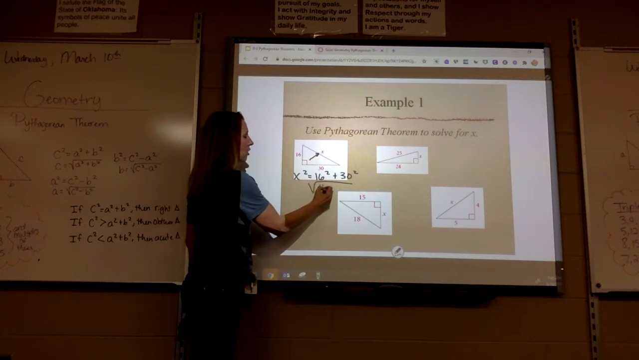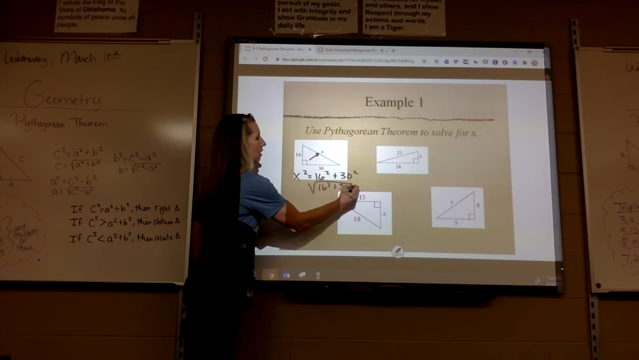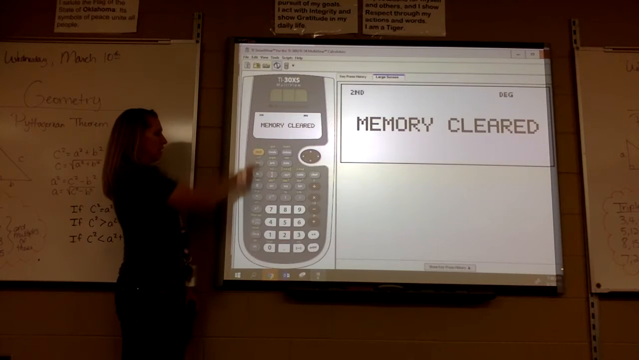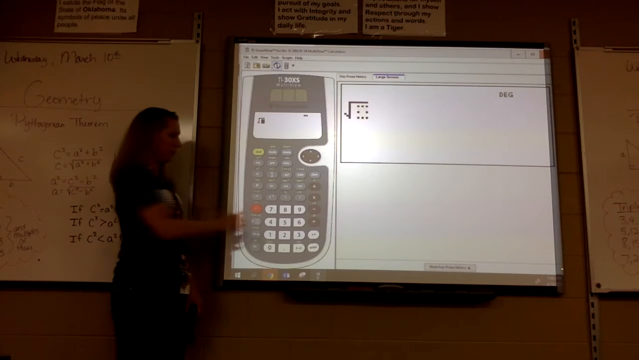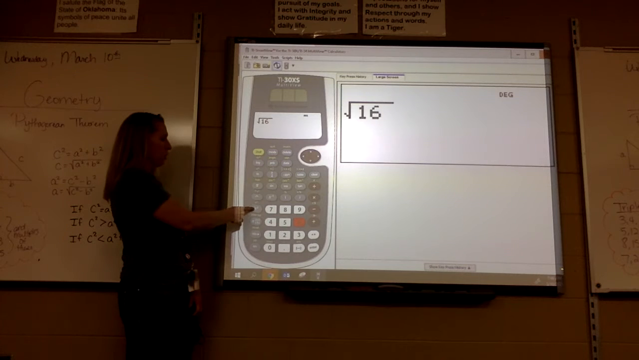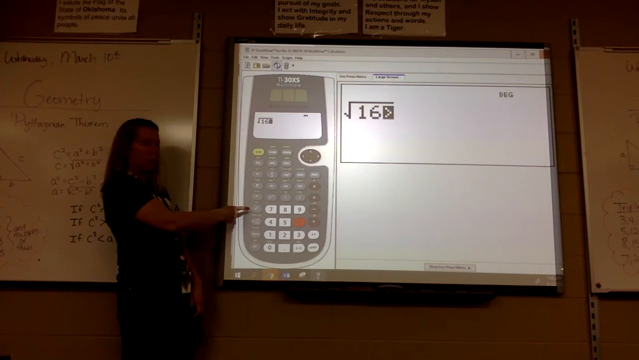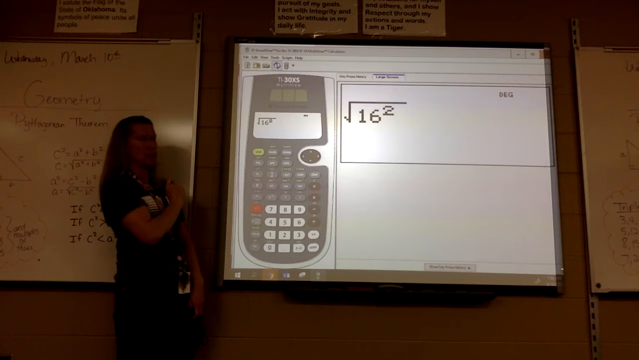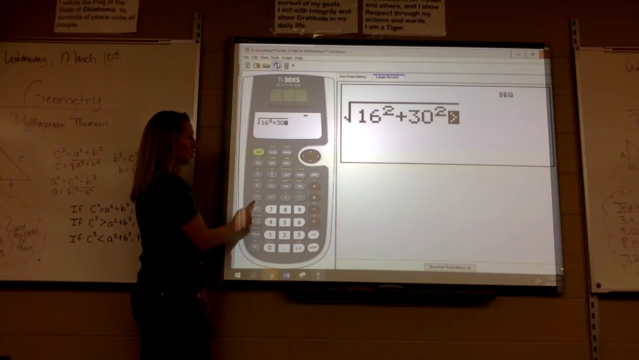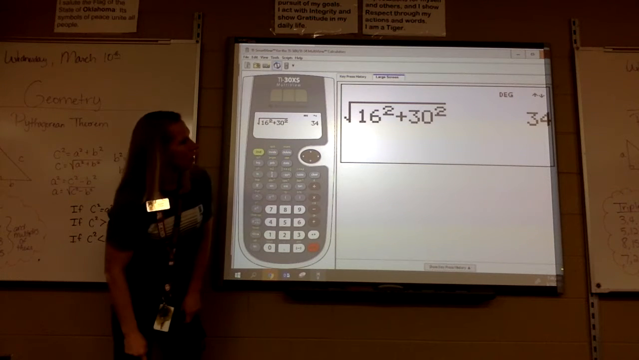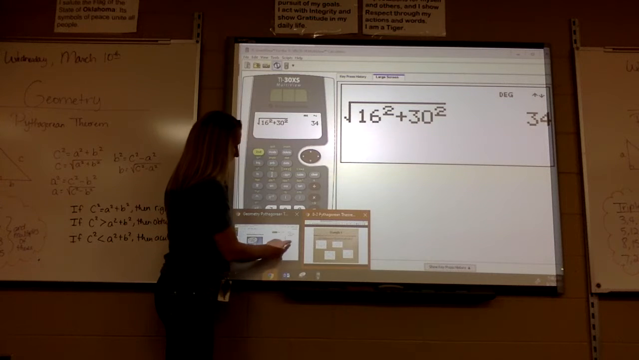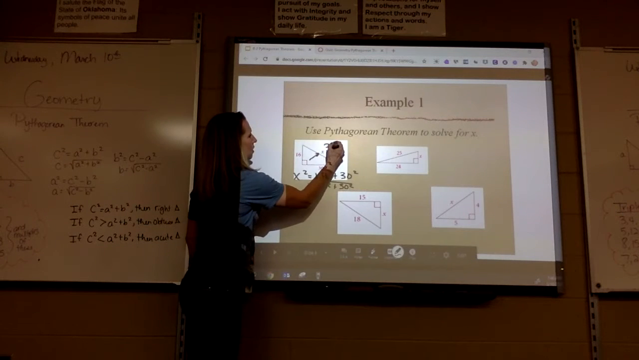Okay? So in your calculator, you can just do the square root. You guys know how to do that? Second x squared. What were the numbers? 16 and 30? Yeah. 16 squared. Do you know how to get the little 2 there? Just hit that x squared button. 16 squared plus 30 squared. Hit enter. And our answer is 34. So that means that side length is 34.